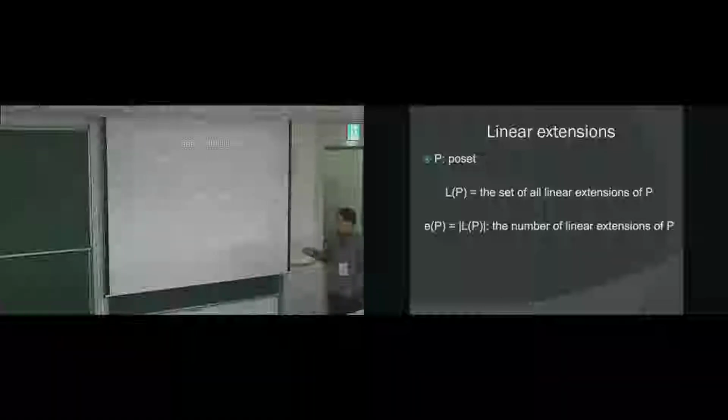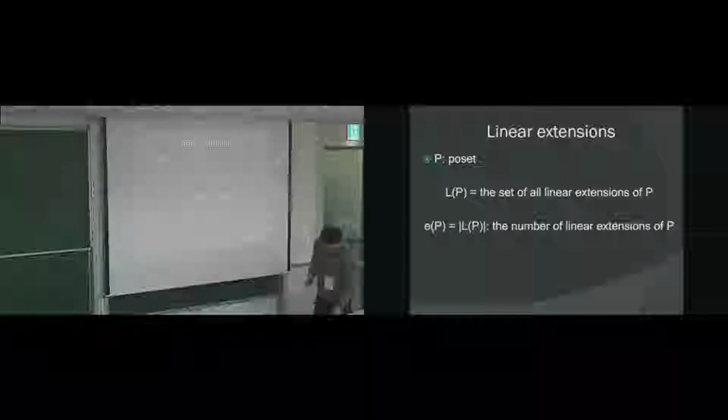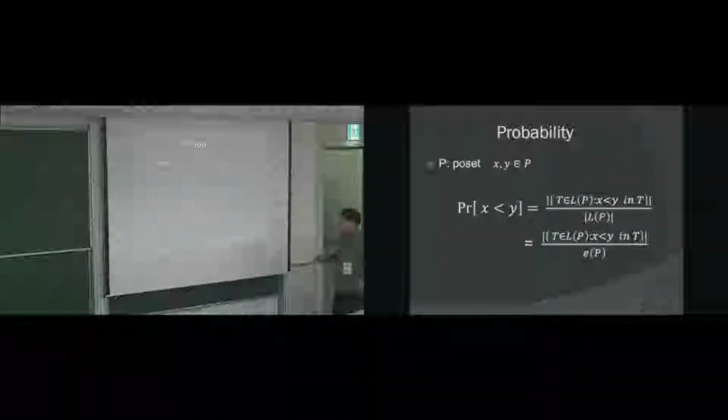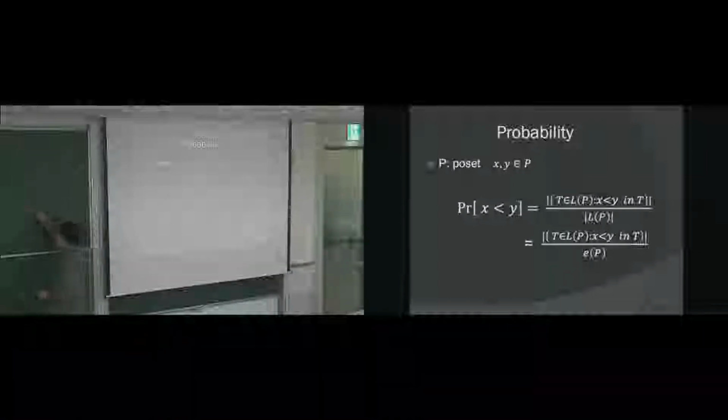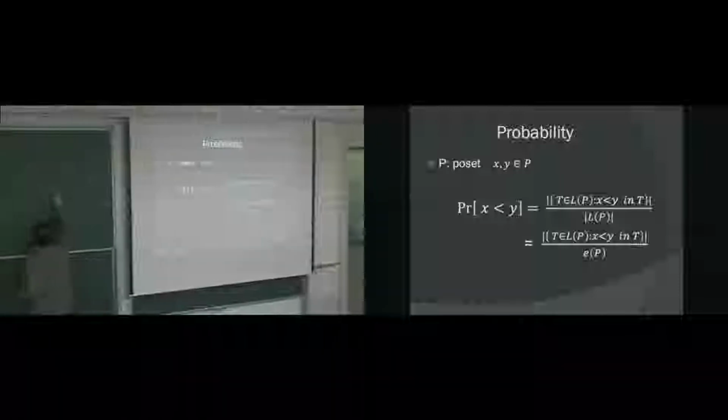And we write e(P) for the number of linear extensions, the number of elements in the set of linear extensions of the poset. We are going to use this notation. PR means probability. There is a broken one, so I can use the broken one. Suppose we have a partially ordered set and a linear extension of P. Then in some linear extension, X is less than Y.